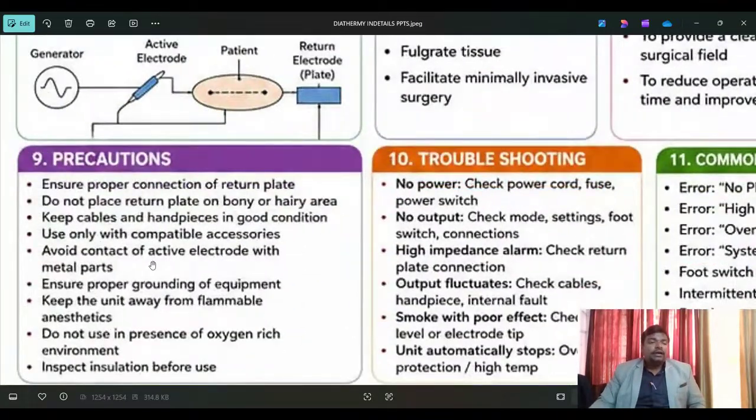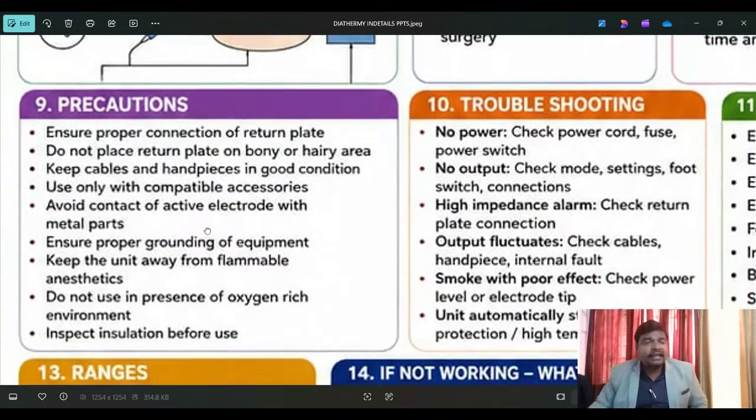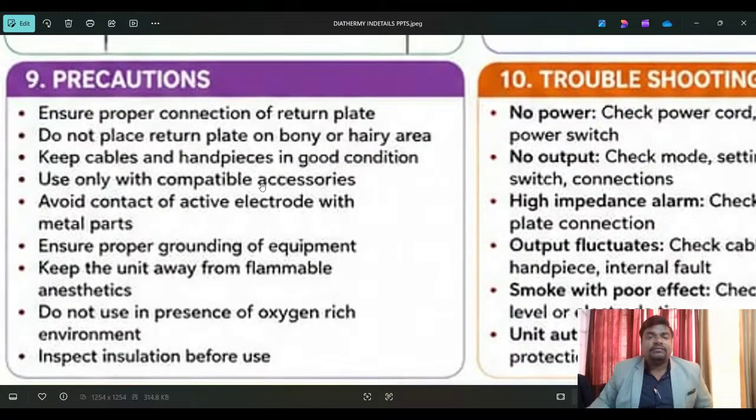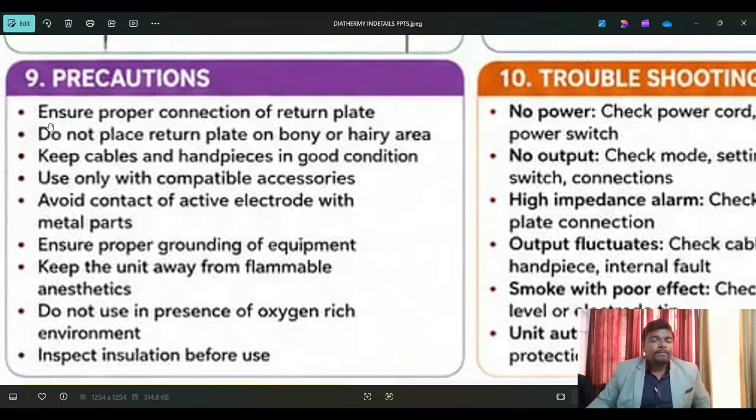Next, the ninth point. See what I'm saying and what I'm going to say. These are all very, very important, the precautions of the diathermy. Listen carefully, now I'm going to read. Ensure proper connection of the return plate, do not place the return plate on a bony or hairy area, and keep cables and handpieces in good condition.